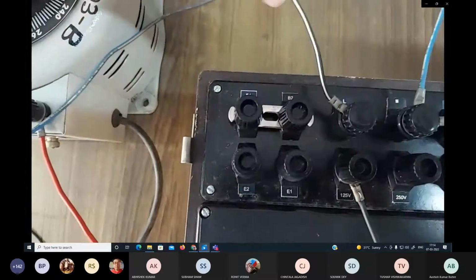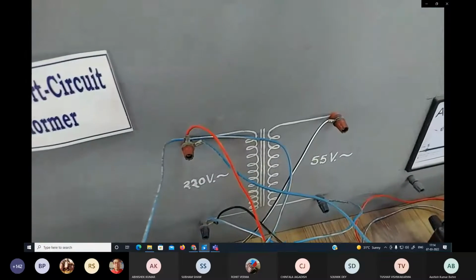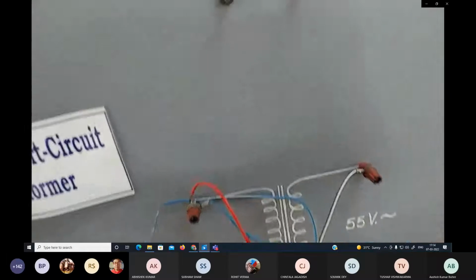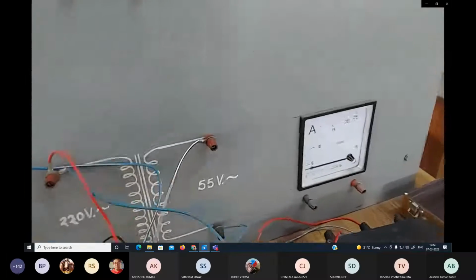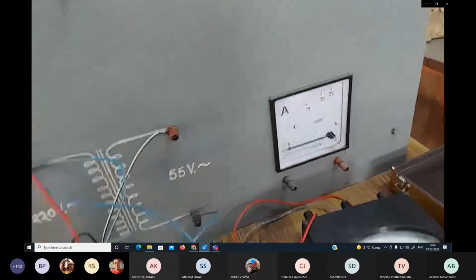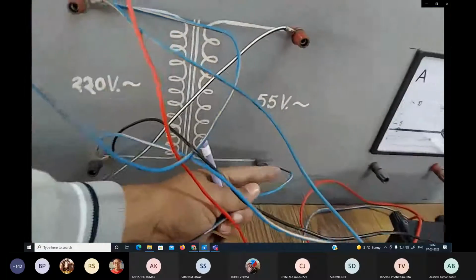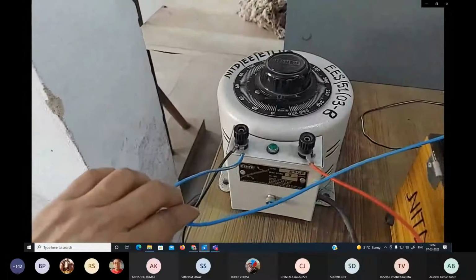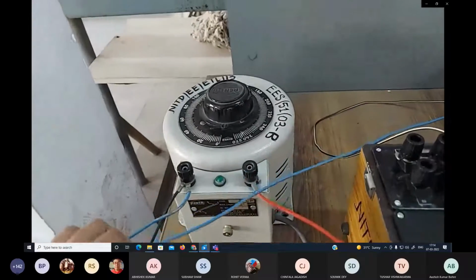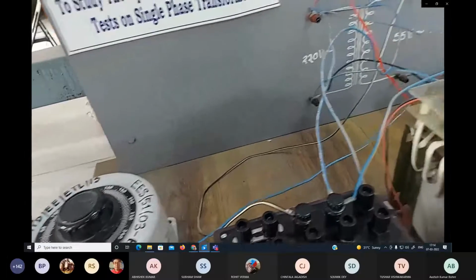After that, from the L terminal, this is L, we have connected to the 55 volt or LV side binding. This is the positive one. Then the negative terminal of this low voltage side is again connected to the negative of the single phase variac. Here you can see this.